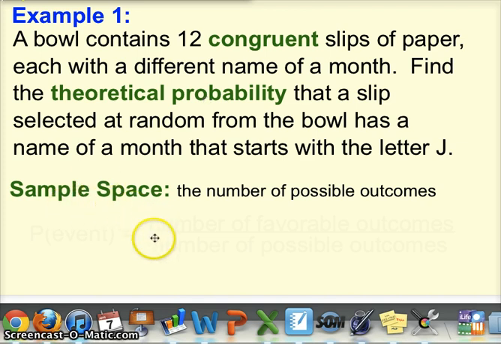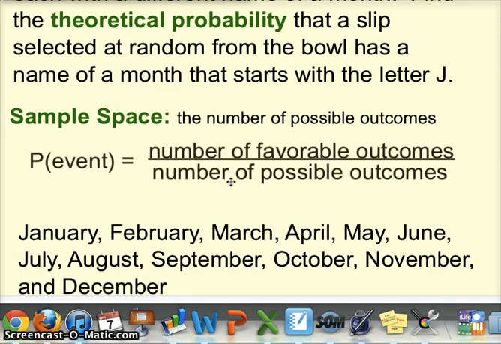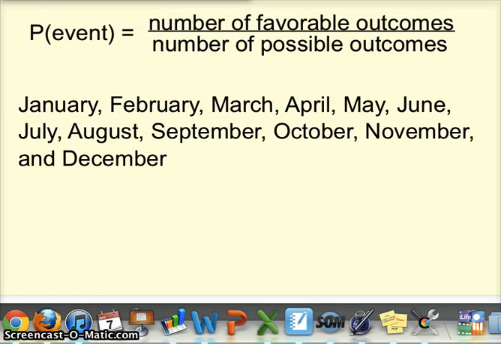So let's take a look at the equation that we need to use. Again, the probability of the event is equal to the number of favorable outcomes divided by the possible outcomes. The number of possible outcomes, we actually have a name for that, and we call that the sample space. In this example, our sample space could be January, February, March, April, May, June, July, August, September, October, November, or December. That means our number of possible outcomes is 12.